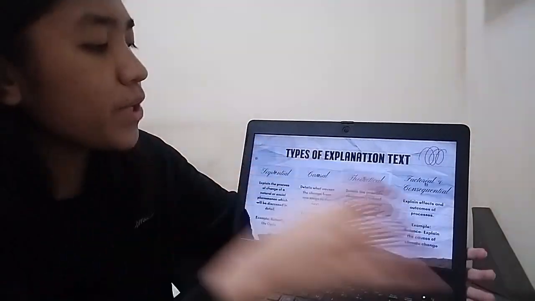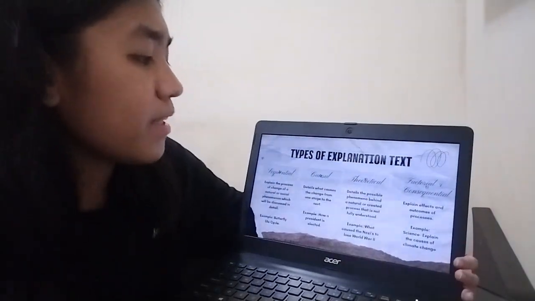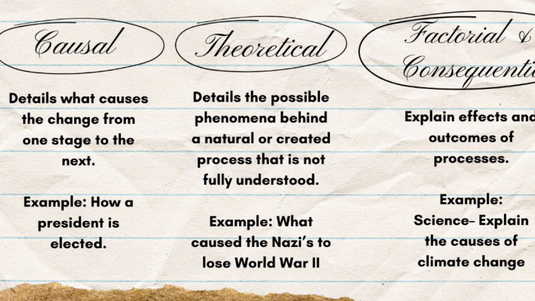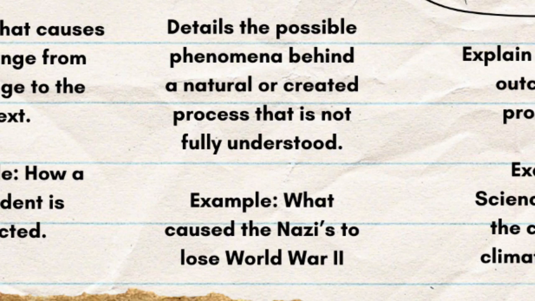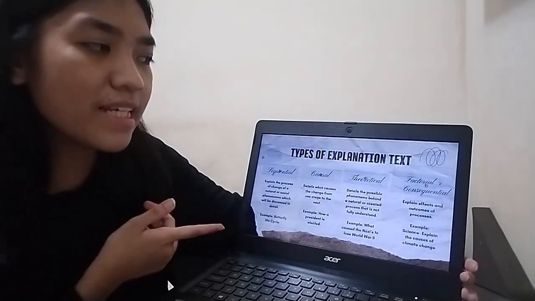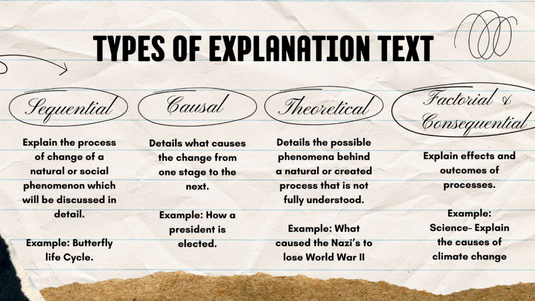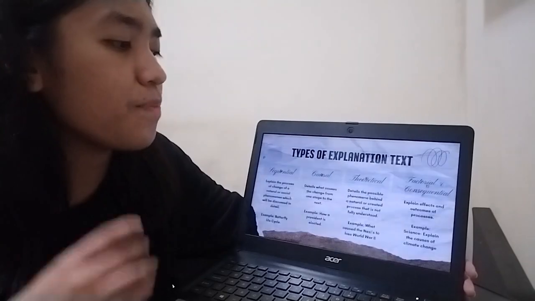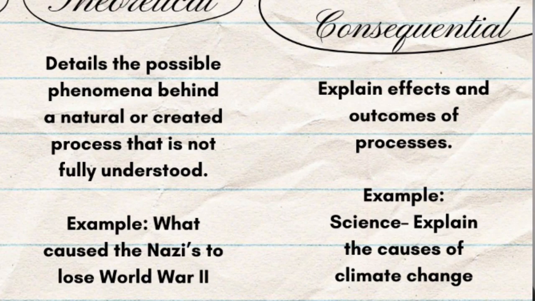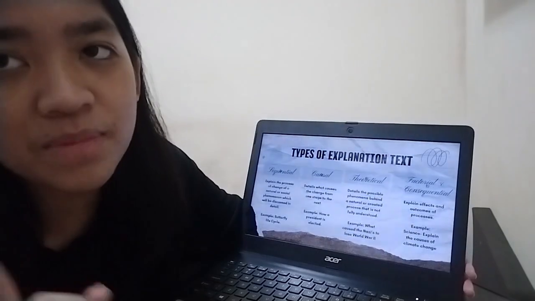Next, we got theoretical. Details the possible phenomena behind a natural or created process that is not fully understood. For example, what caused the Nazis to lose World War II? And last but not least, we got factorial and consequential. Explain effects and outcomes of processes. For example, science explains the causes of climate change.